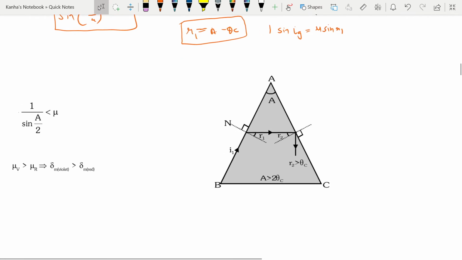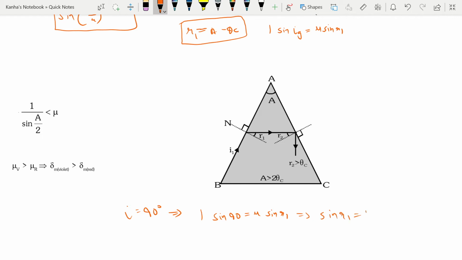Next is the no emergence condition. So let the maximum incident angle on the face AB be I max is equal to 90 degrees. If I apply Snell's law on the surface AB, I get 1 into sine 90 is equal to mu into sine R1. That will give me sine R1 is equal to 1 by mu, which is equal to sine of theta C, where theta C is the critical angle. Here R1 is equal to theta C.